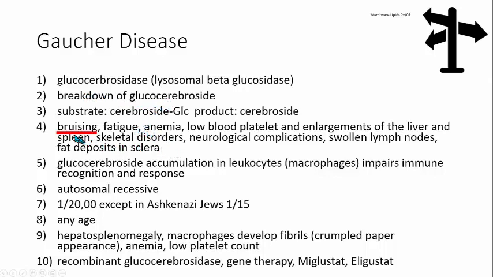In this case, we normally diagnose the patients because they have high level of bruising and fatigue and anemia. They have a low blood platelet. They also have enlargements of the liver and the spleen. Again, this is a disease that also has a very unusual characteristic, which is you get fat deposits in the sclera of your eye. And so it can sometimes be diagnosed during physical exams.